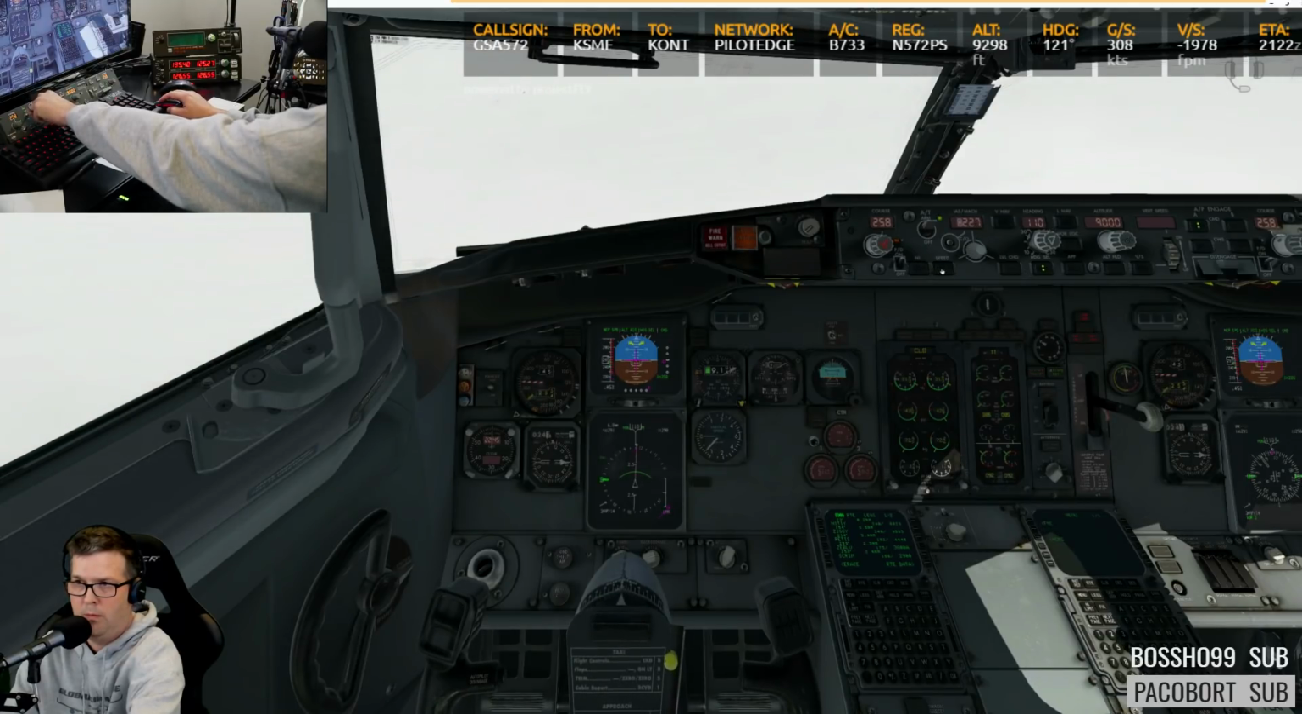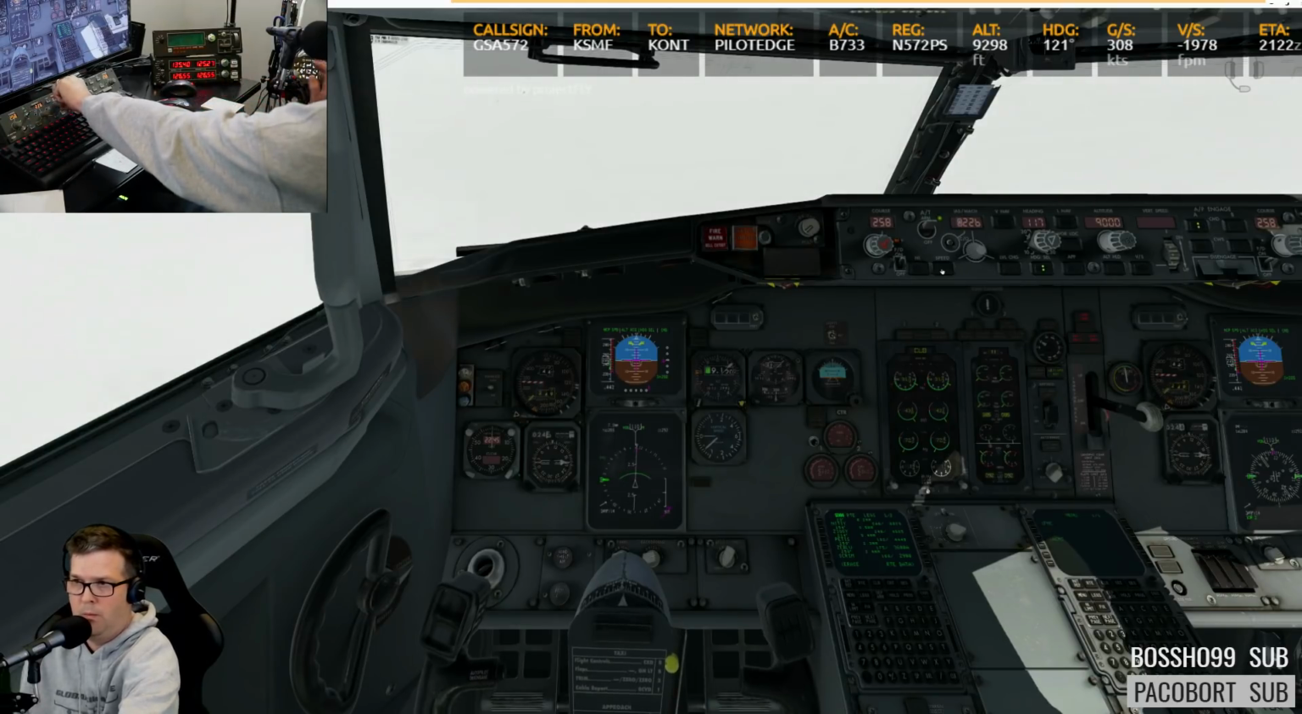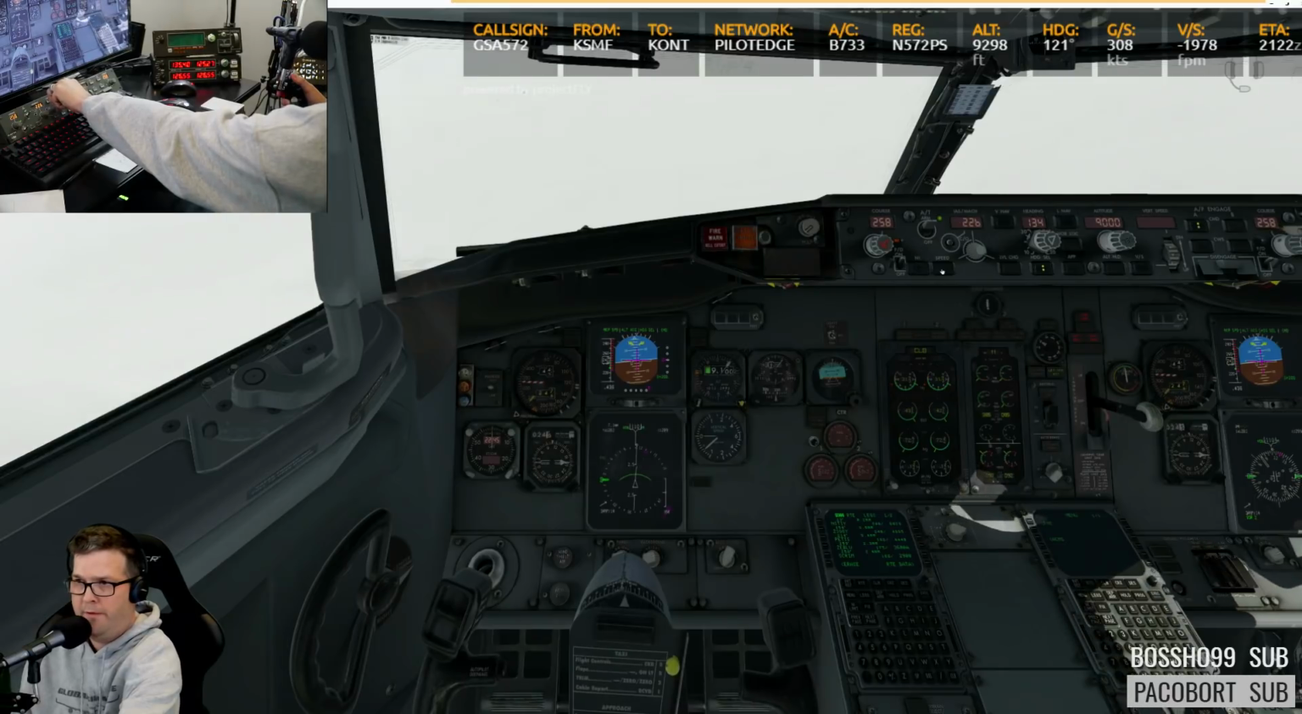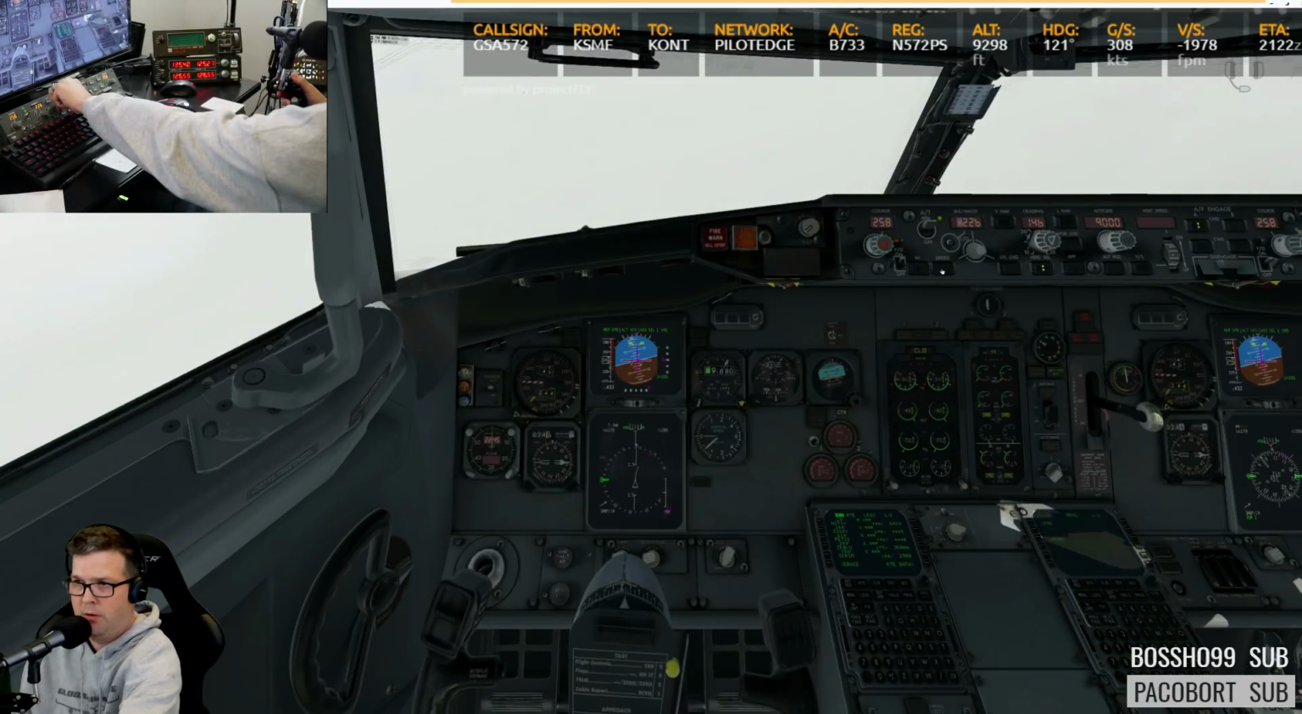Global 572, fly heading 155. 155, Global 572.